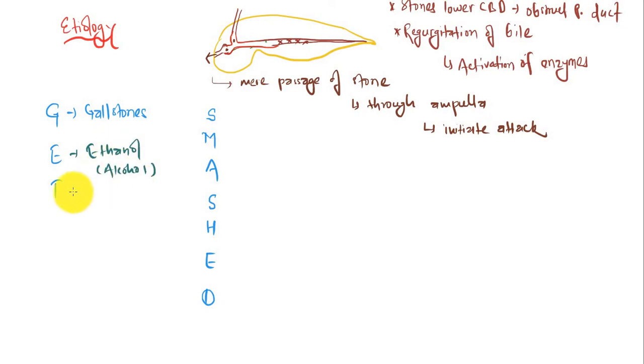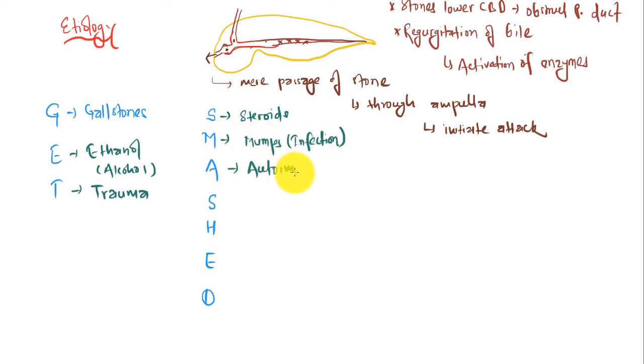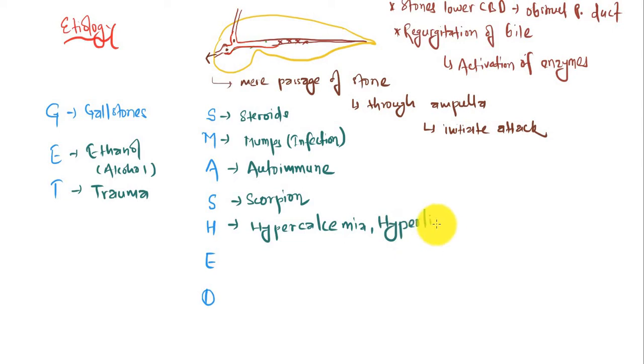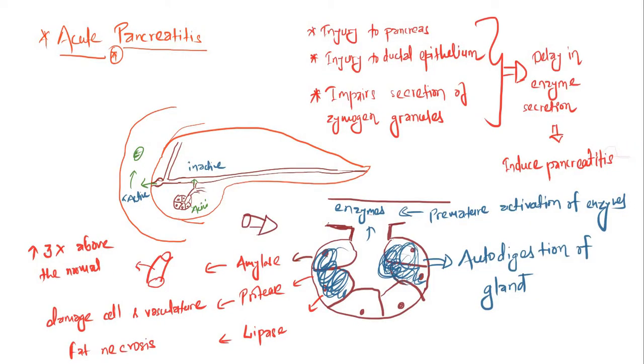The second cause is ethanol or alcohol. And the third most common cause is trauma. From S we have steroids. M we have mumps, that is an infectious disease. From A we have autoimmune conditions. S scorpion sting. S hypercalcemia, hyperlipidemia. E ERCP, and D drugs.